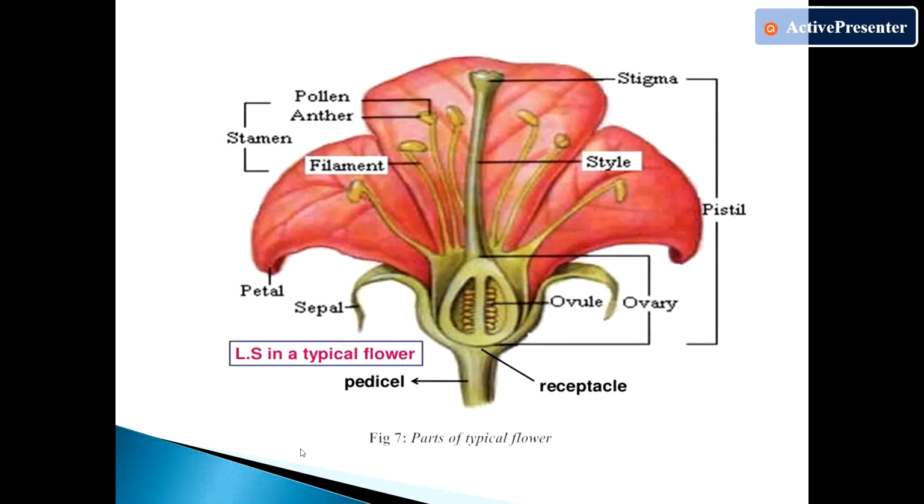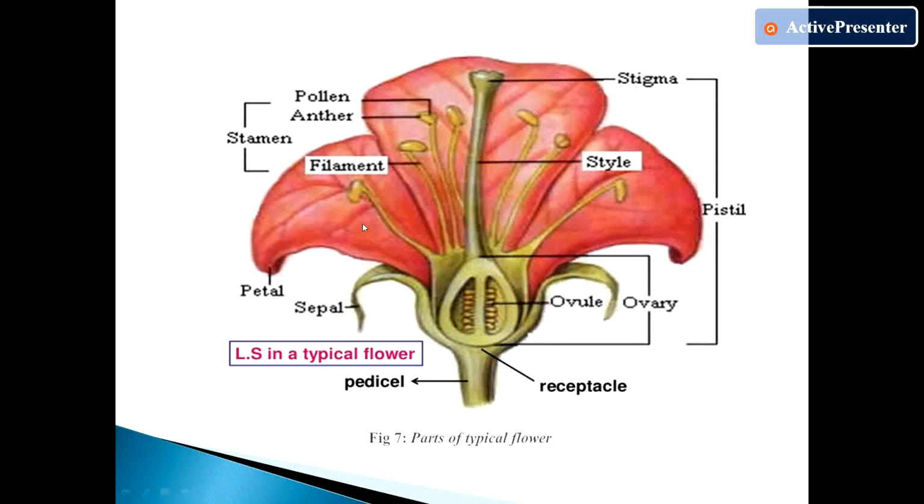See the structure, the LS of a flower. The stalk of the flower is known as the pedicel. This is the stalk of the flower, and this is the receptacle or thalamus. From here the floral whorls are arising. The outermost whorl is known as the calyx, which is made up of sepals. This is the first whorl. The second whorl is the corolla, which is made up of petals.